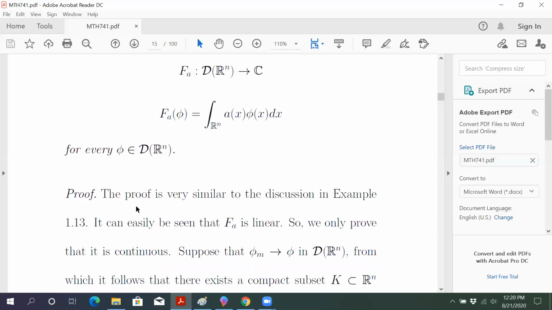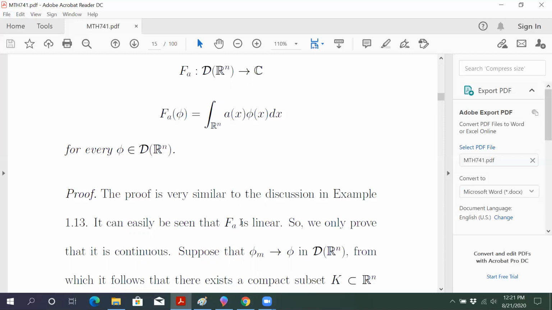I mentioned here, the proof is very similar to the discussion in example 1.13. It can easily be seen that F_A is linear. So I'm going to leave it to you to show that F_A is linear. Linearity follows from the linearity of integration, very easy. So let's just see that F_A is continuous. Even the proof of continuity is again similar to example 1.13, with just some minor difference, because here we are using the fact that A is locally integrable rather than continuous. But totally it is very similar.